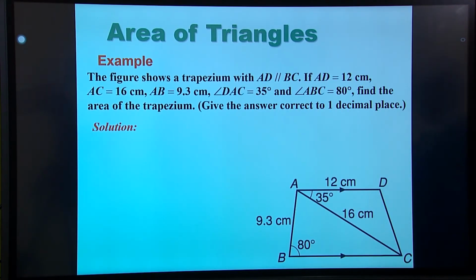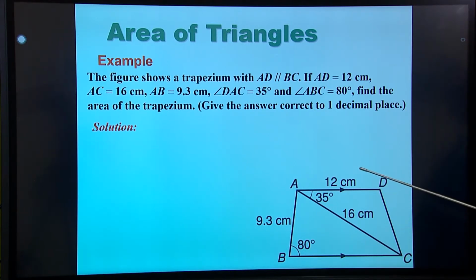Let's have a look at this example. There's a trapezium. There's all the information. 12 centimeters across, 16 centimeters that way. There's some angles, and there's that dimension. And what is the question? Find the area. All right, area of a trapezium is half the sum of the parallel sides, which I don't have, times the height, which I don't have, because the height must be at 90 degrees, okay? So this is at 80 degrees, so I can't use the trapezium formula.